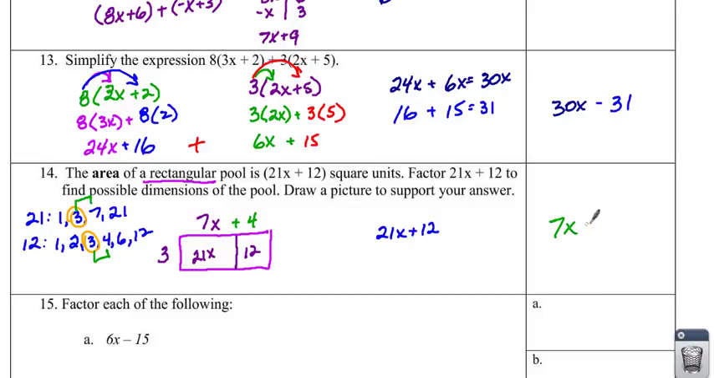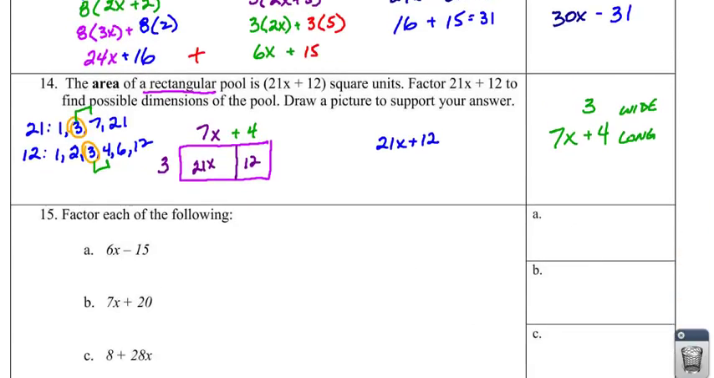And that is our factored form as the dimensions for the pool. This pool is 3 units wide, and it is 7x plus 4 long. So 7x plus 4 is how long it is, and 3 is how wide it is. And if you flipped those, if you said 3 was the long and 7x plus 4 was the wide, that's fine.